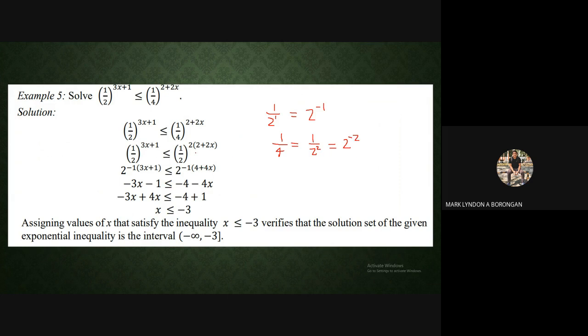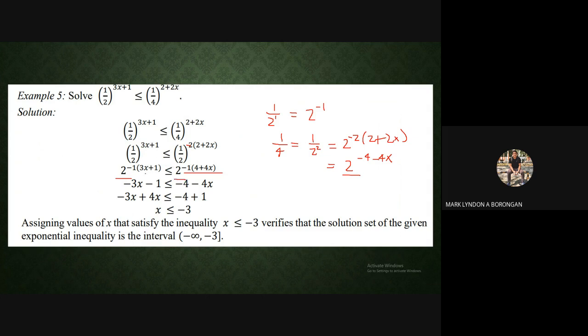So, what happened here: it became 2 to the power of negative 2 times 2 plus 2x. So it became negative 4 minus 4x. It's negative, guys, by the way. And then since their bases are now the same, you can disregard them.